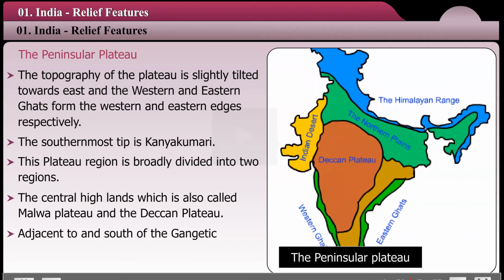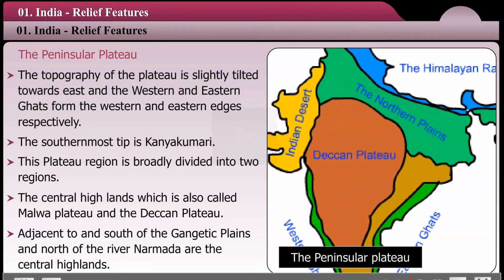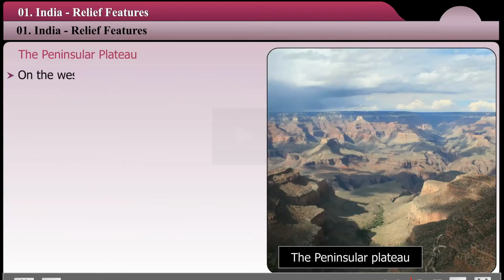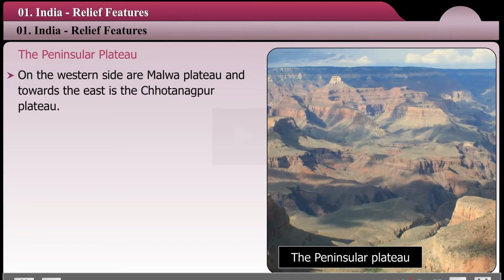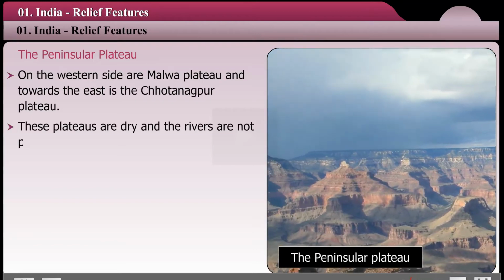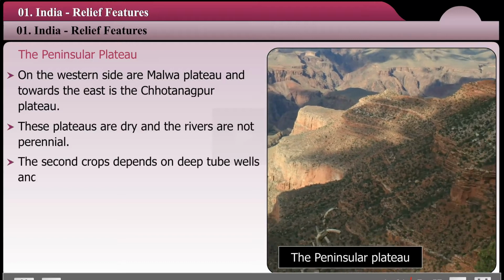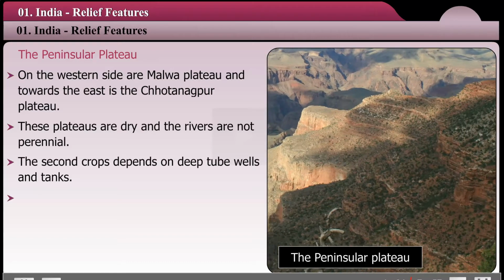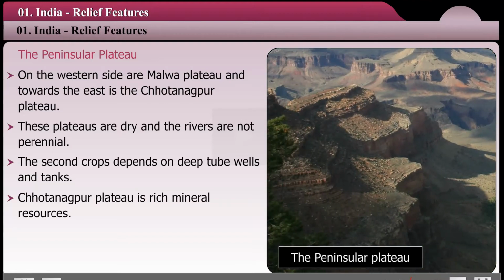Adjacent to the south of the Gangetic Plains and north of the river Narmada are the Central Highlands. On the western side is the Malwa Plateau, and towards the east is the Chota Nagpur Plateau. These plateaus are dry and the rivers are not perennial. The second crop depends on deep tube wells and tanks. Chota Nagpur Plateau is rich in mineral resources.